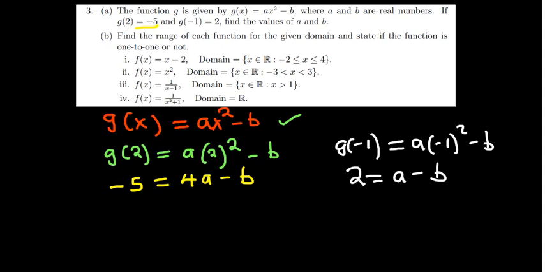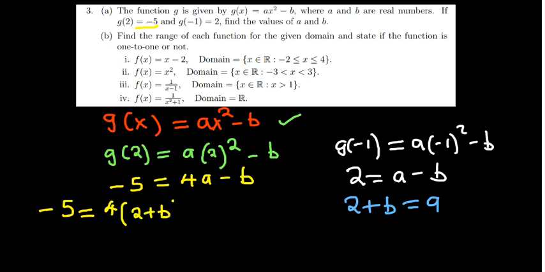So for me, working with the one on the right is easier, where I can make a the subject by taking b to the other side, so that we have 2 plus b is equal to my a. So I've made a the subject, and then I'll come back to this other equation where there is my a, and put that in. So 4a, now where there is a, I'll put 2 plus b, minus the b, which is coming from there. So at that point, we just have b, we're able to find b. So we've got negative 5, 4 times 2 is 8, 4 times b is 4b minus b.